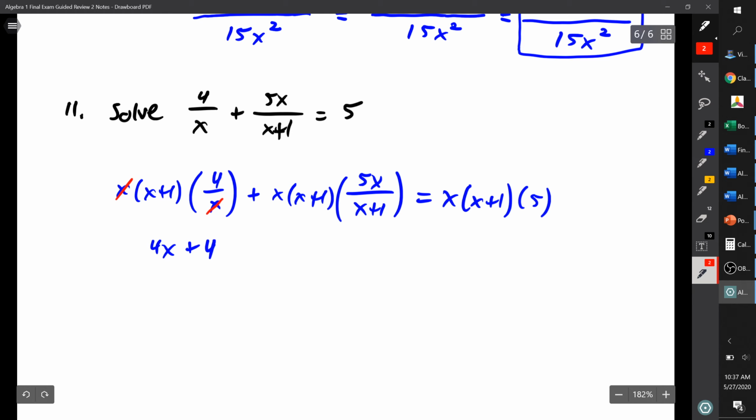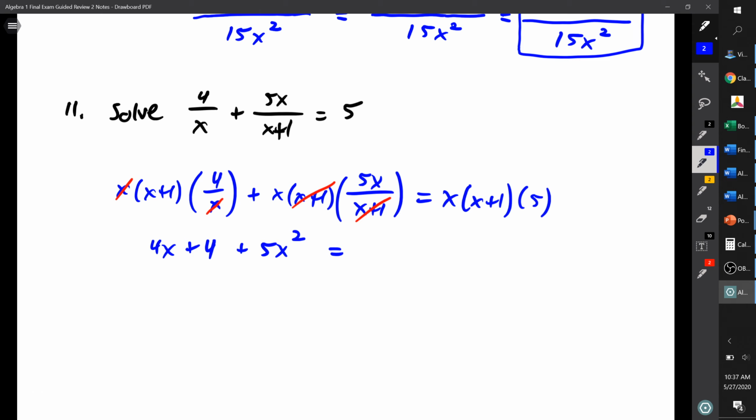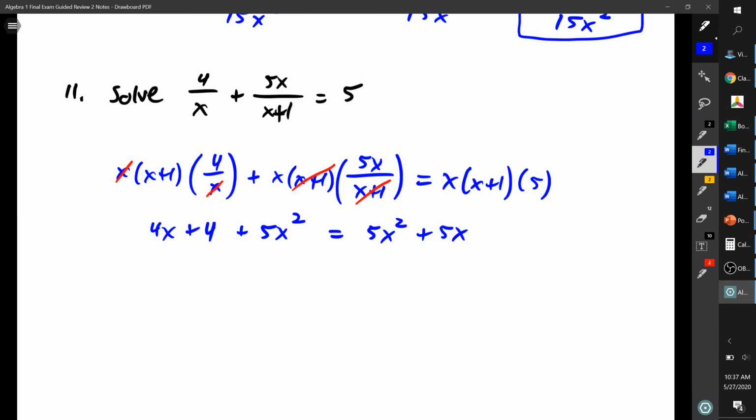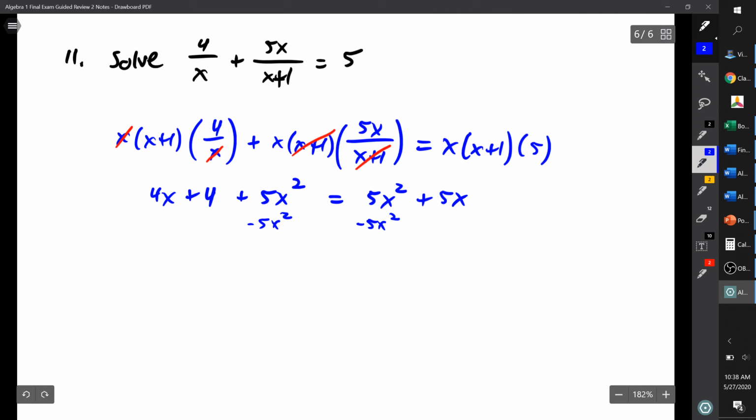And then how about next? My x plus 1 over x plus 1 cancels. So that leaves me with plus 5x squared, because x times 5x is 5x squared, equals, and what do I get here? X times x is x squared times 5, so that's 5x squared. And then x times 1 is x times 5, so plus 5x. We can subtract 5x squared from both sides. Sweet, my x squared terms go away. That's going to make it a lot easier to solve.